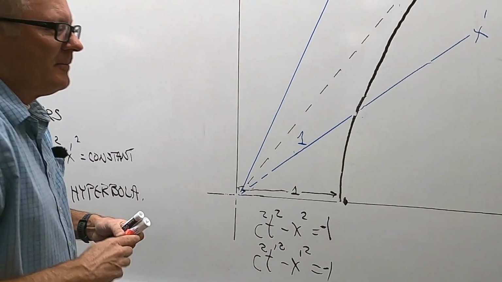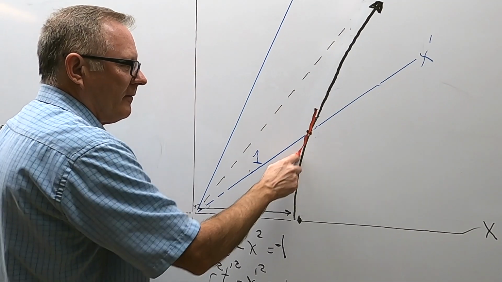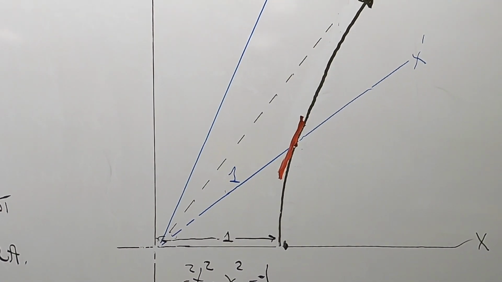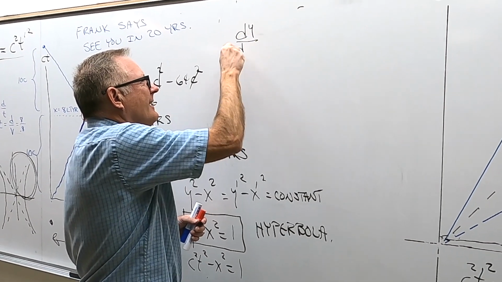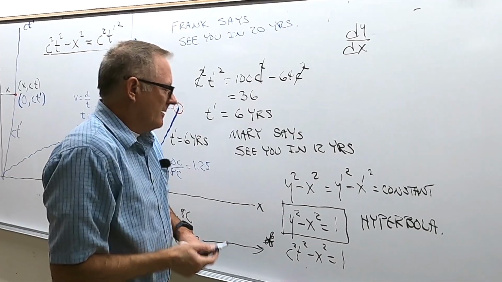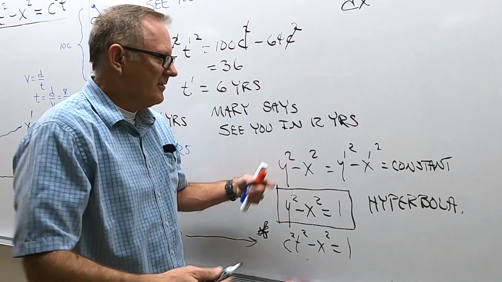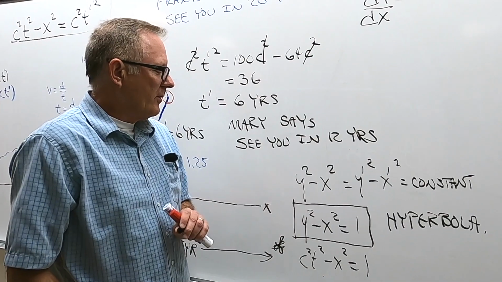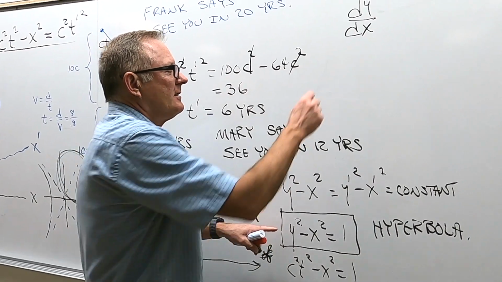Suppose we wanted to get the slope of, say, this line right here. What is the slope of that? Well, normally the slope is dy/dx, where y is ct. Since we have this equation, how do we find dy/dx? Don't you just take the derivative of this equation with respect to x? If we take the derivative with respect to x, we get 2y dy/dx.